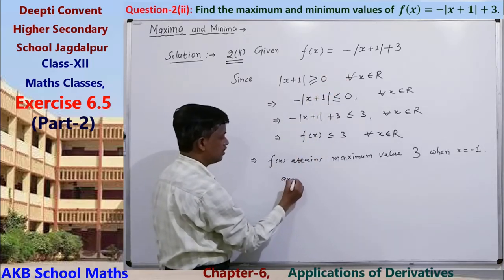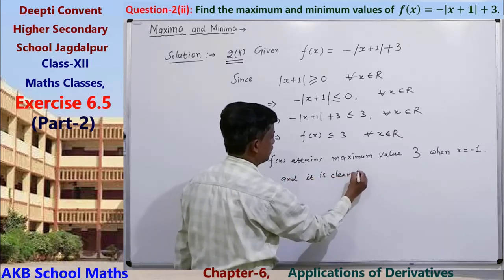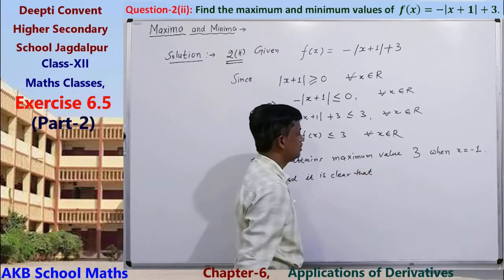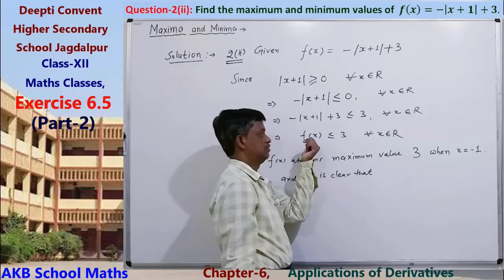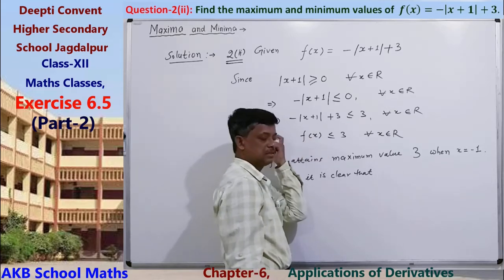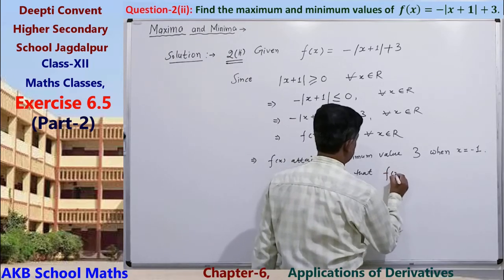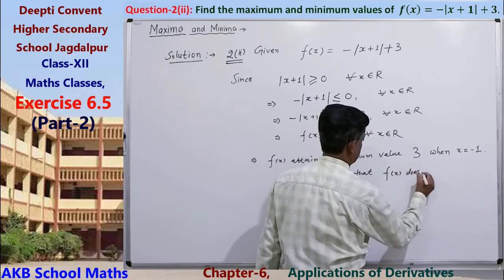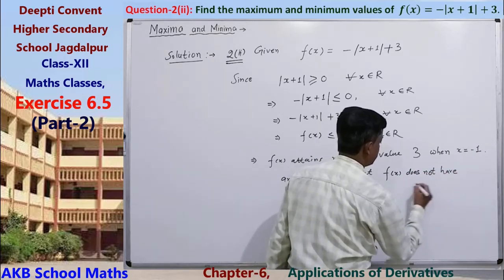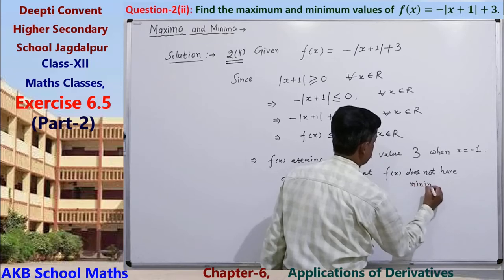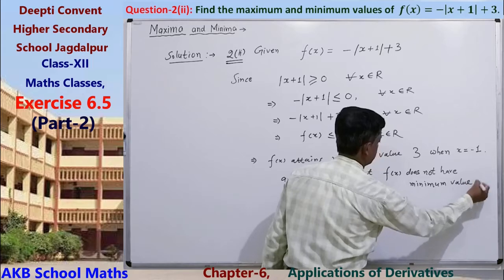And it is clear that the minimum value does not exist, because the value is always getting lower. So it is clear that f(x) does not have a minimum value. Okay.